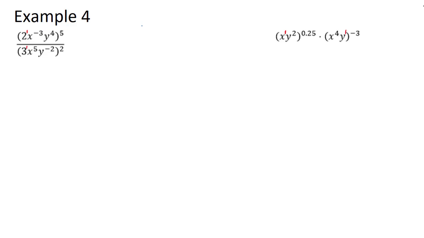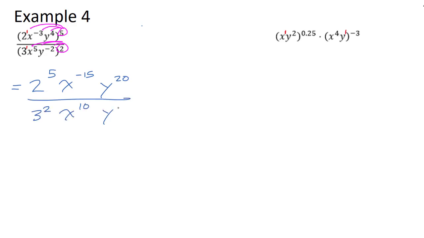Now, we've got to deal with these exponents on the outside before we can start subtracting the exponents on the inside, okay? So we can't do this division until we deal with these exponents. So multiply all your exponents, right? Multiply the top, multiply the bottom. What are we going to end up with here? I have 2 to the 5, x to the negative 15, y to the 20, right? Multiply over those. I got 3 to the 2, x to the 10, y to the negative 4.